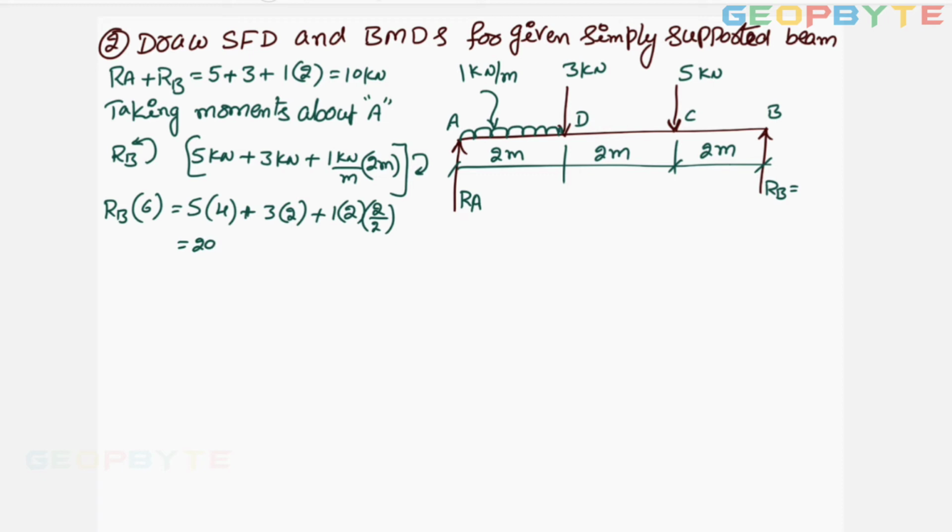Otherwise, because I have limited space, let me directly write the RB value. So RB I got is 4.67. Then RA equals 10 minus 4.67, which is 5.33. The summation of these two values must be equal to 10. Let me verify. Yes, that summation equals 10 only. Our answers are absolutely correct.